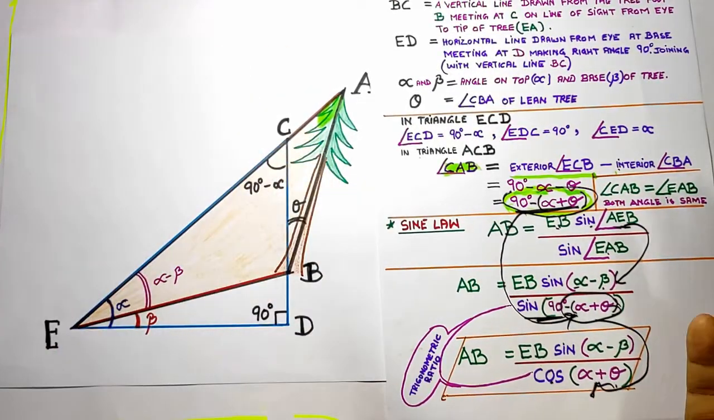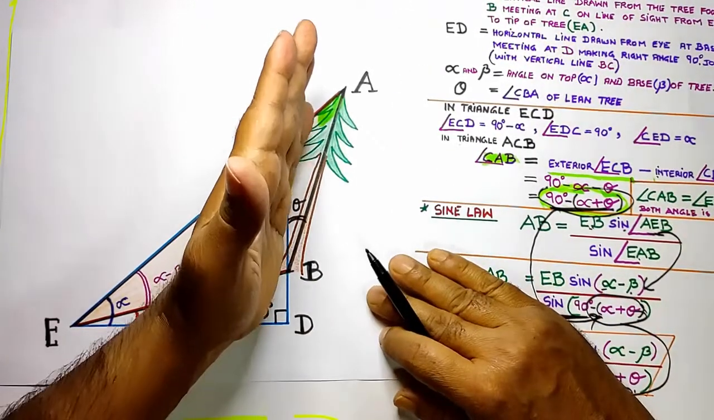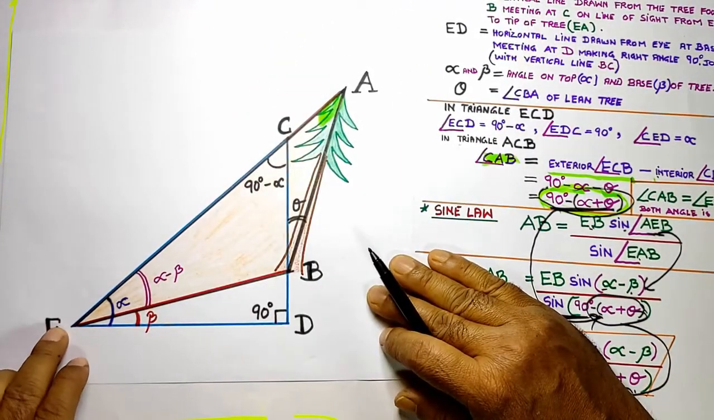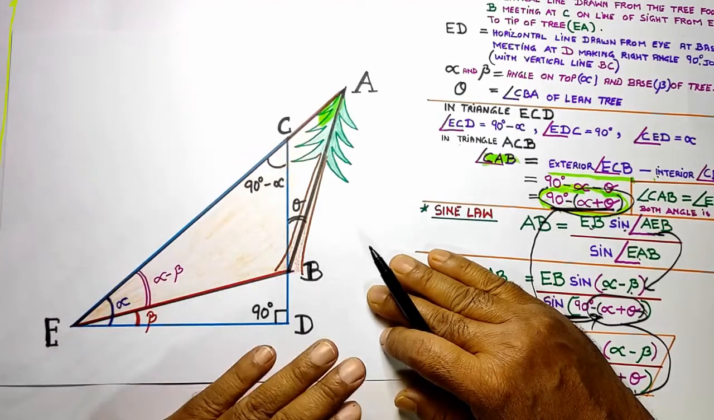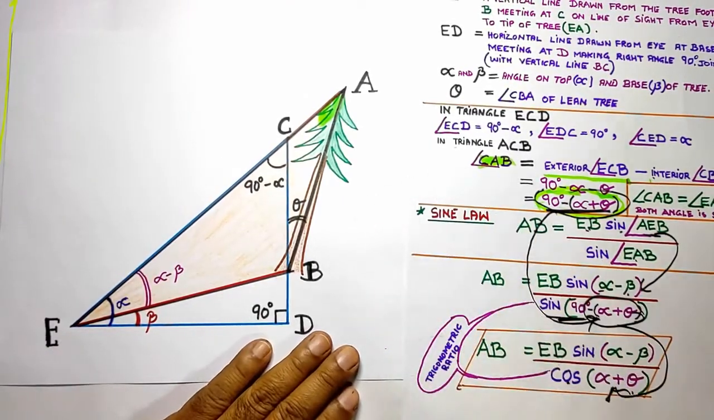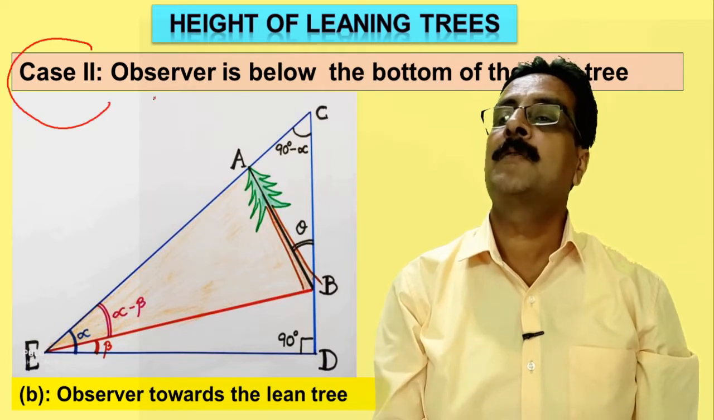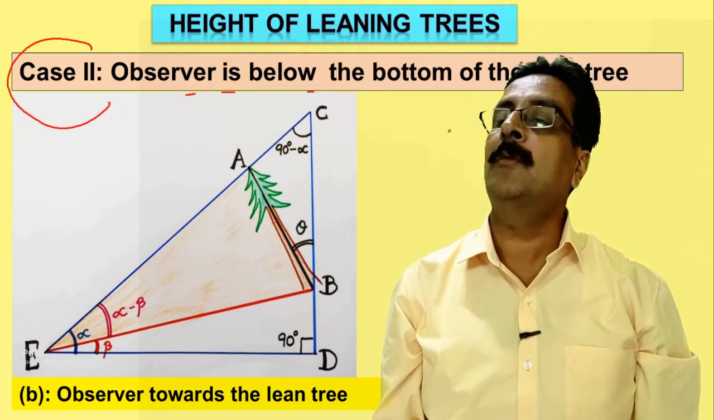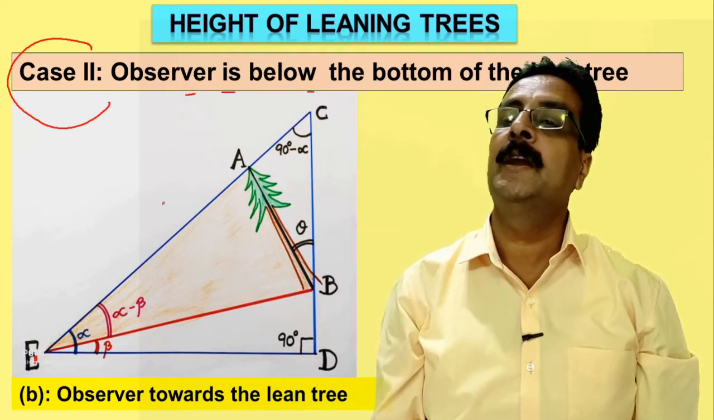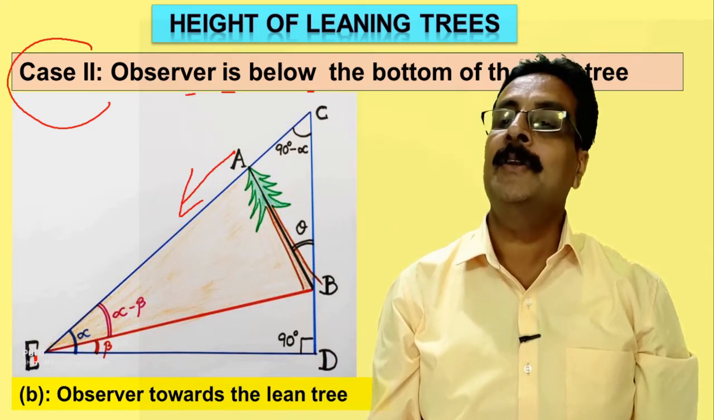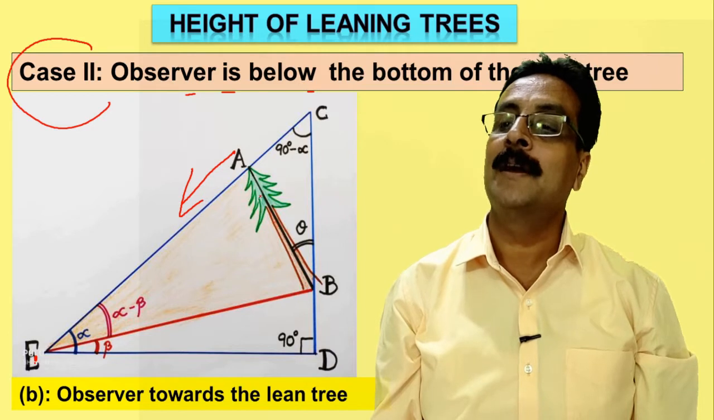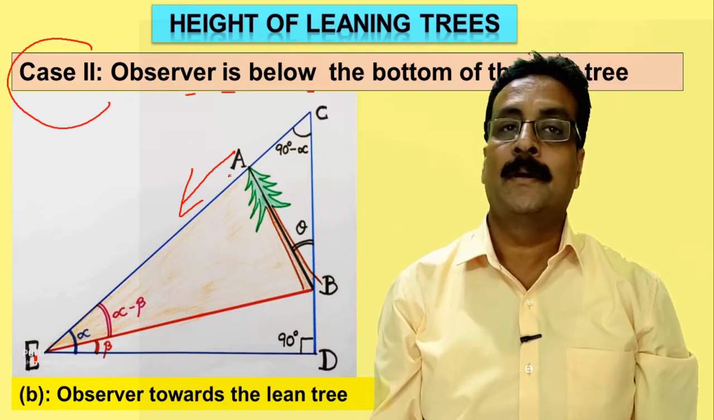So we can get the height of a tree when it is leaning away from the observer and when the tree is above the observer height. Next is case 2. In this case, the observer is below the bottom of a leaning tree. Again it is the bottom of the leaning tree, but here now the tree is leaning towards the observer. When the tree is leaning towards the observer, then we will find the height of the tree.